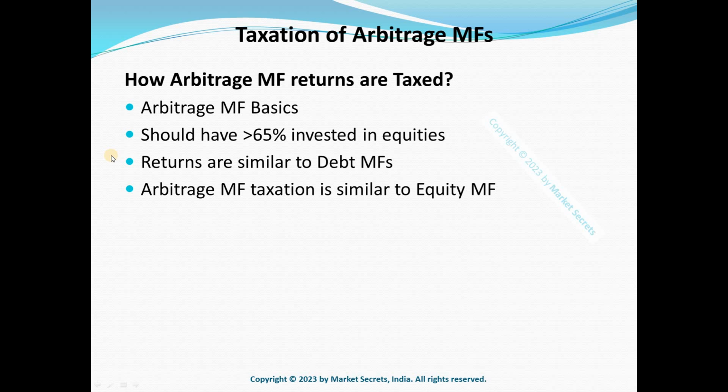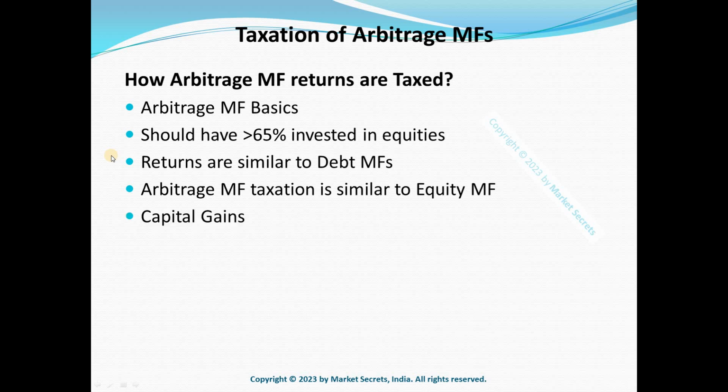An equity mutual fund is the one that is taxed at the lowest range. It's 10% long-term capital gains tax, and it also has a 1 lakh exemption. So that is where the arbitrage mutual fund takes a big leap forward. The post-tax returns from arbitrage mutual funds will be significantly higher than the debt mutual fund returns. So that's what you need to understand. The returns from arbitrage mutual funds will be similar to debt mutual funds, but taxation is similar to equity mutual funds. So your post-tax returns will be much higher.